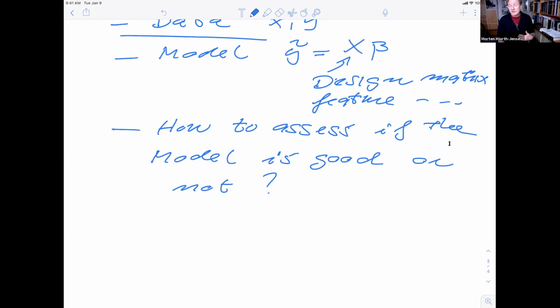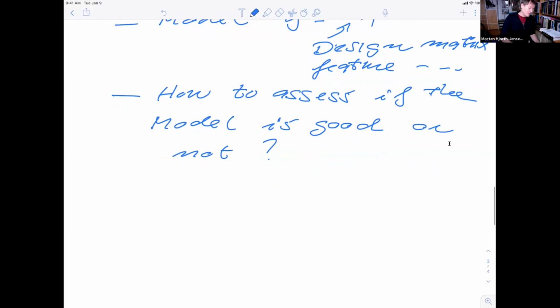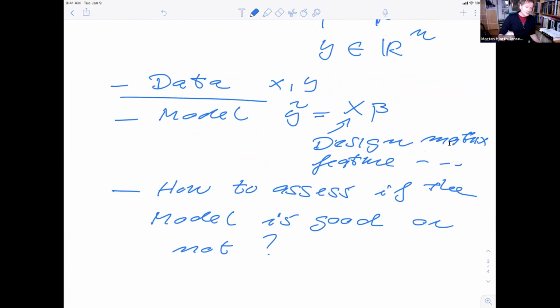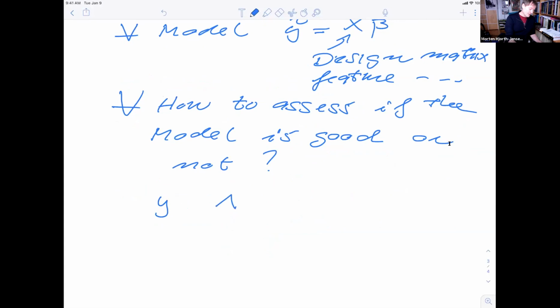But now if you look at this question here, because if you remember from Monday, I mentioned there are three basic elements in machine learning. One, the data which you have. Two, the model you make. And then three is how to assess it. So if you now have your data, so we have Y, and we have this model Y tilde, which is X times beta. So how do we assess?